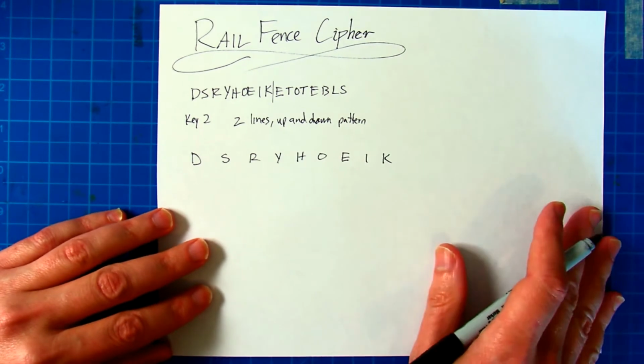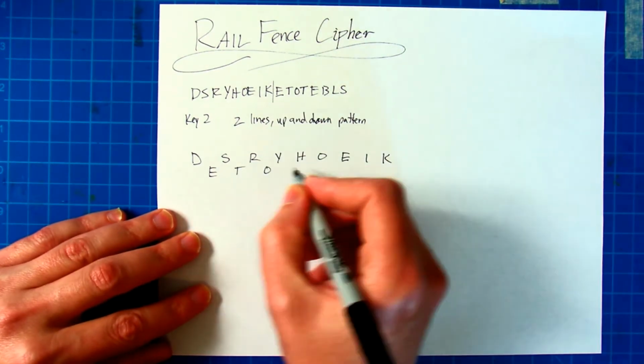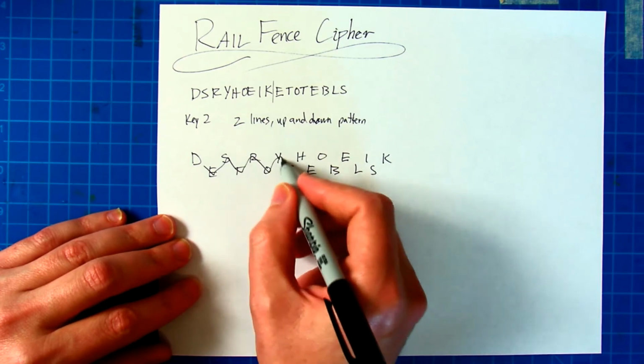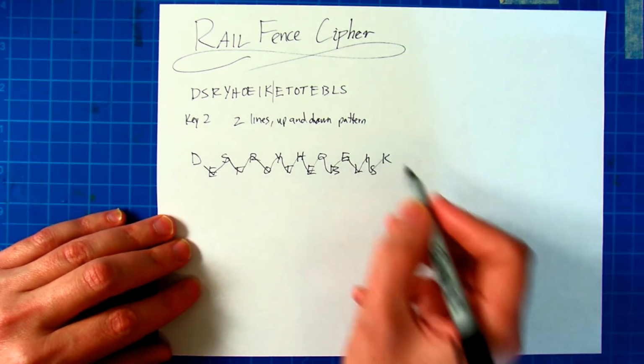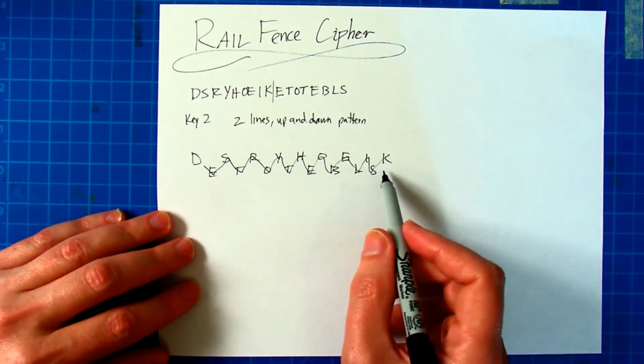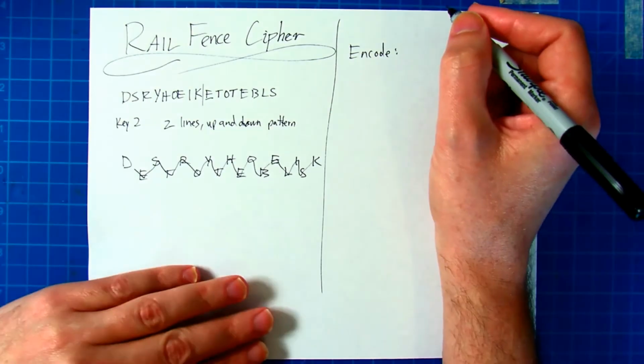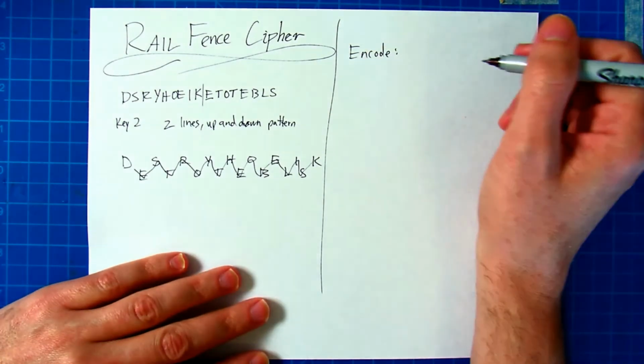Now what I mean by an up and down pattern is then you write the second line like this. So then just by reading it in this up-down zigzag pattern, you can see that this message reads, destroy the obelisk.